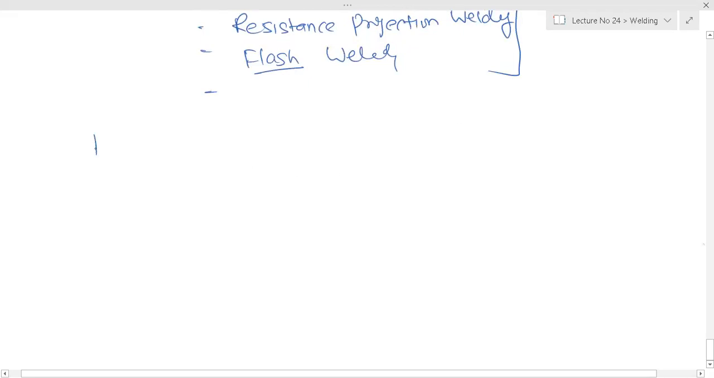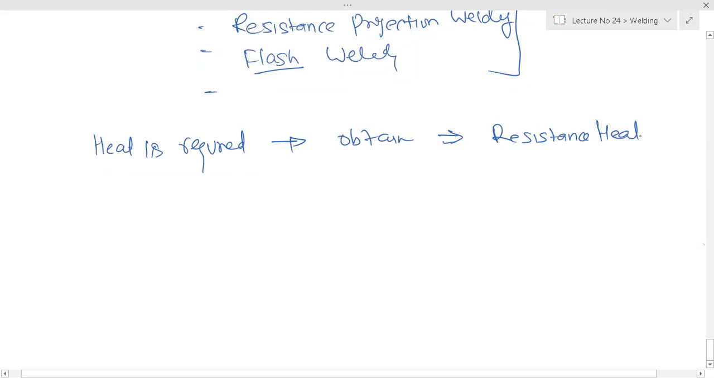So here heat is required again. Heat is required, right? Because it is a hot welding process. It is not a cold working process, and that heat we obtain from where? Obtain from resistance heating. And you know what is resistance heating?